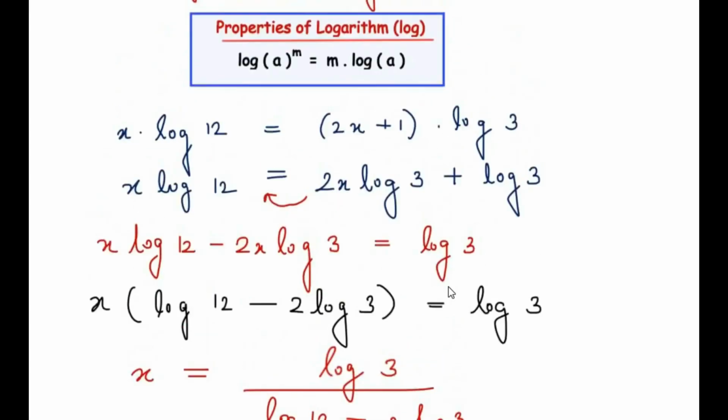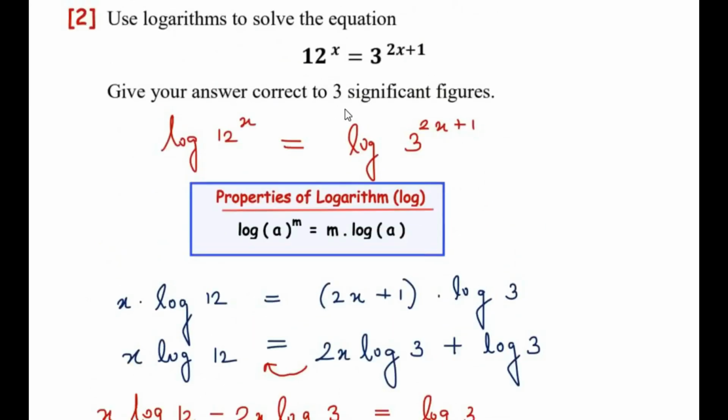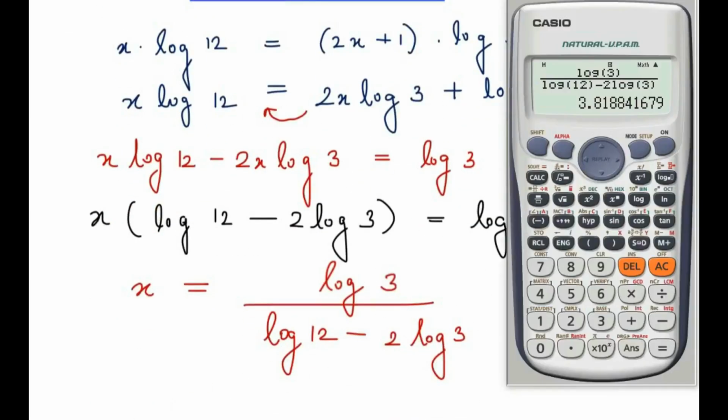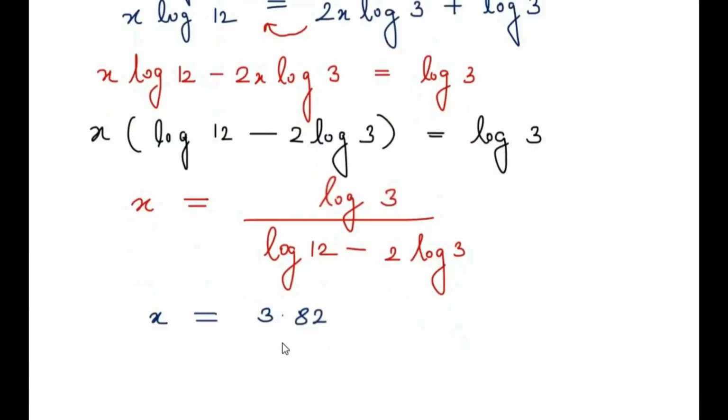Now here in the question they have asked us to get the answer correct to 3 significant figures. So let us check how much we get here. Now this gives us 3.818. Since we have to round it to 3 significant figures, we are going to write it as 3.82. So let me write here, this is the value of x for the given equation.